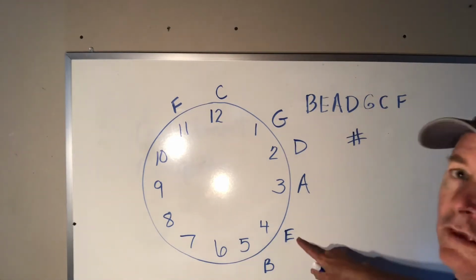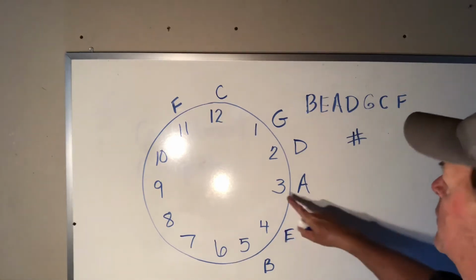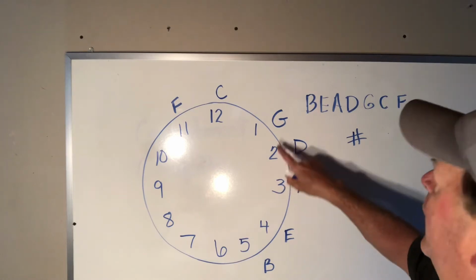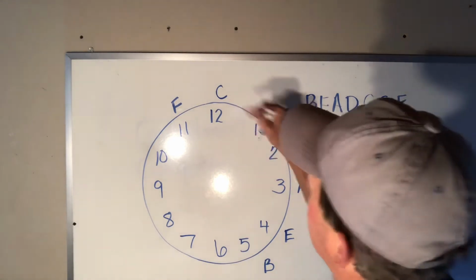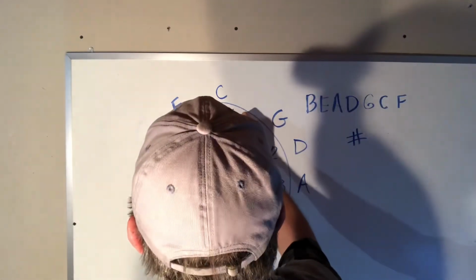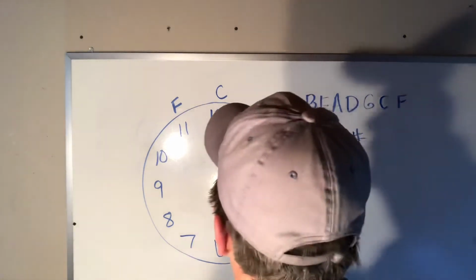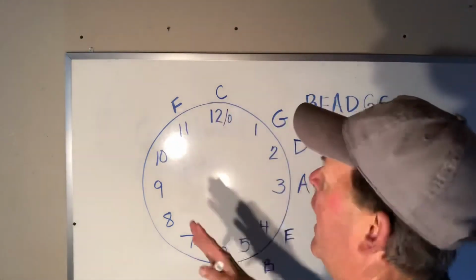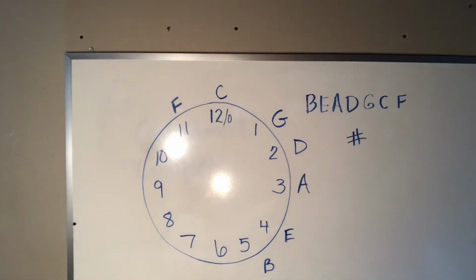And the key of E has 4 sharps. And the key of A has 3 sharps. The key of D has 2 sharps. The key of G has 1 sharp. And the key of C has 0 sharps. And then the left side, F, has 1 flat because it's going to the left.